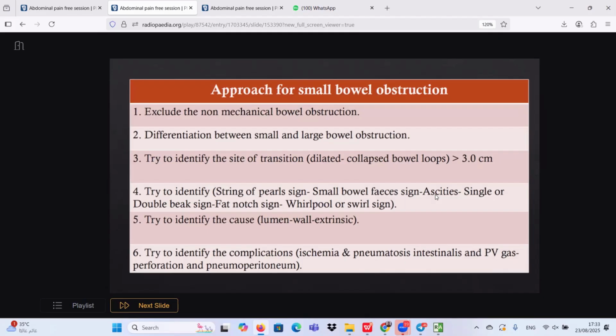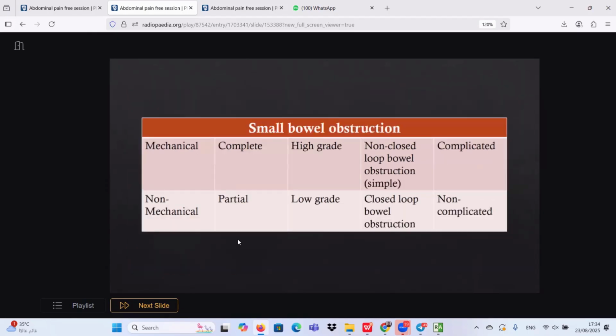Try to identify the complications. We have 2 main complications. Remember this one: ischemia and perforation. For perforation, look for pneumoperitoneum; for ischemia, you should search for pneumatosis intestinalis and portal venous gas. Okay, this is my own approach for any case of small bowel obstruction.